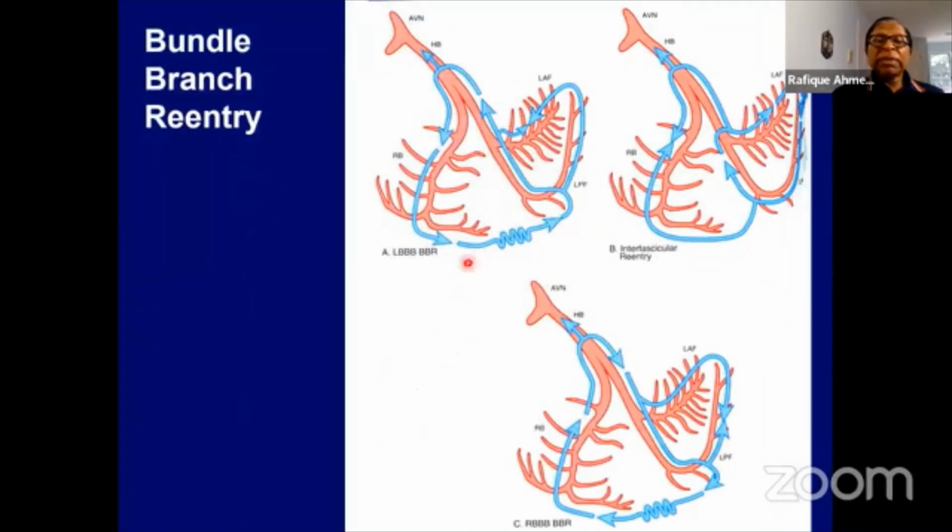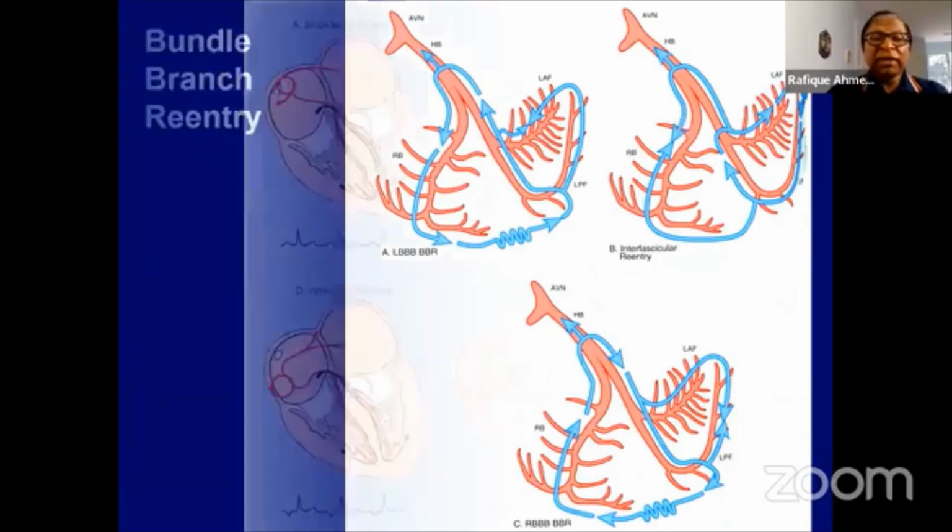There can be other kinds of reentry. It can be bundle branch reentry like this one. Electricity can go down through the right bundle, and then come back through the left bundle and produce a tachycardia, which looks like left bundle morphology, or the other way. We can see this kind of arrhythmia in patients with dilated cardiomyopathy. So the QRS complex will look like typical left bundle branch block, but it's actually a reentrant ventricular tachycardia.